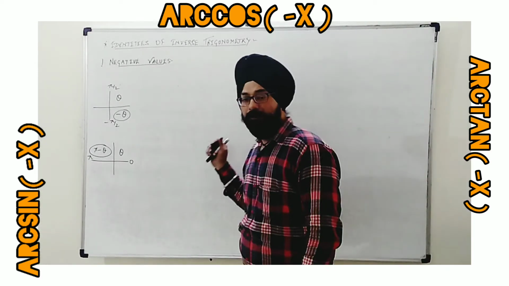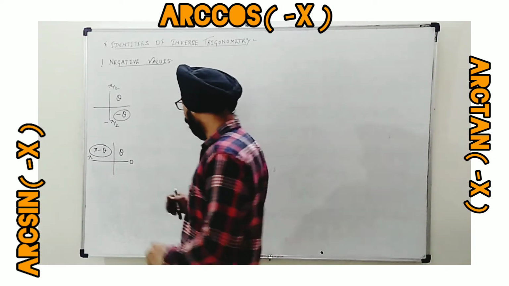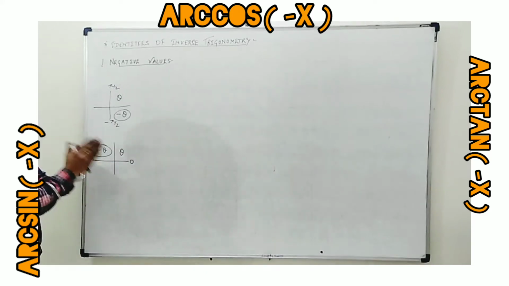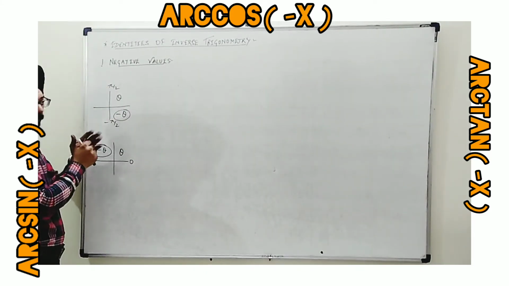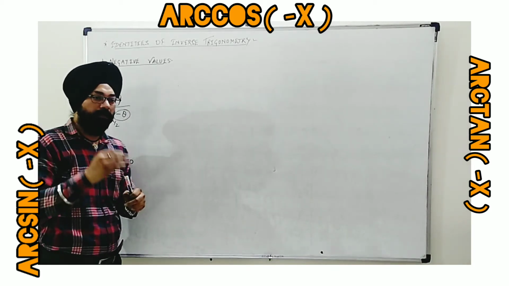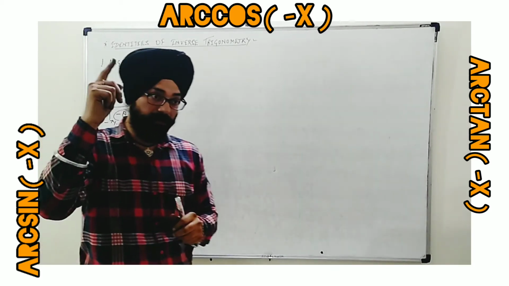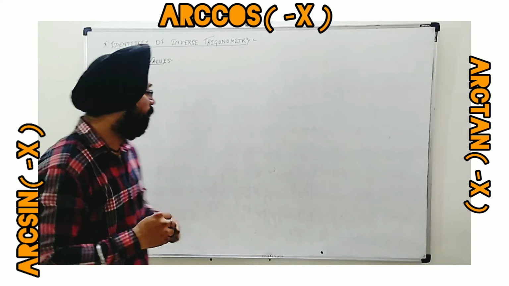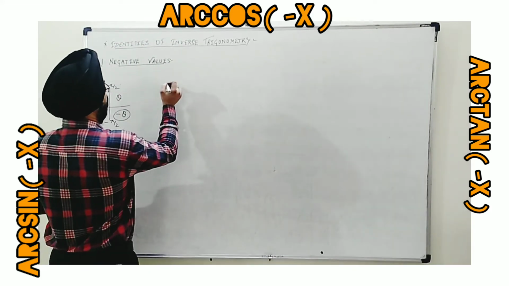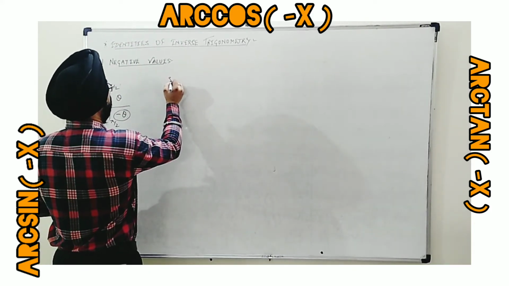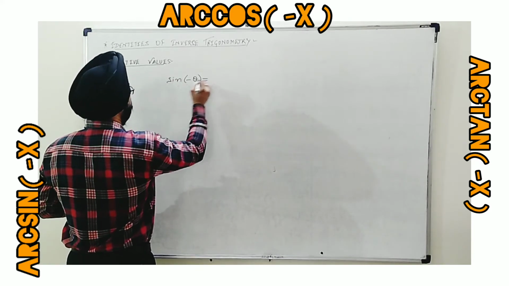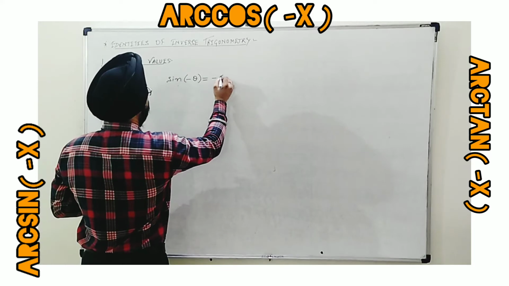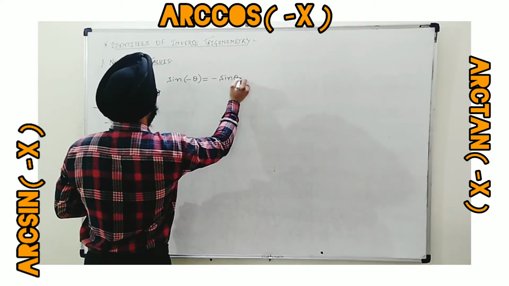Now for the derivation part, first of all I will consider the group of sine, having the branch minus pi by 2 to pi by 2. Here we will use the identities of normal trigonometry. Be careful. I will take help of the identity sine of minus theta. As we know, this is equal to minus sine theta.